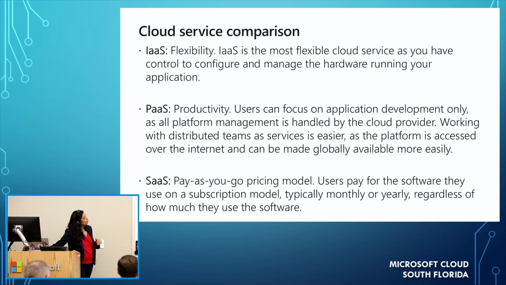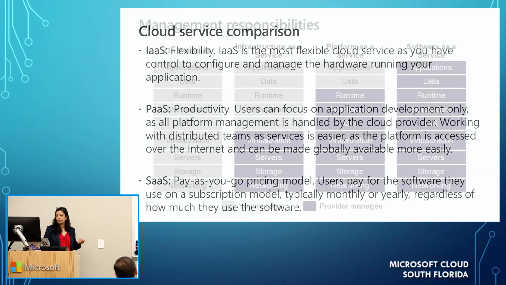So this is just a slide comparing the three. IaaS offers the most flexibility because you have control over the configuration. PaaS is productivity focused because you don't have to worry about the maintenance and patching and all that stuff. And SaaS is a pay-as-you-go service, and typically there's a subscription model for it, and it's static subscription as opposed to usage-based subscription, which is typical for IaaS and PaaS services, right? So you pay the same monthly fee for whatever, your email hosting or things like that.